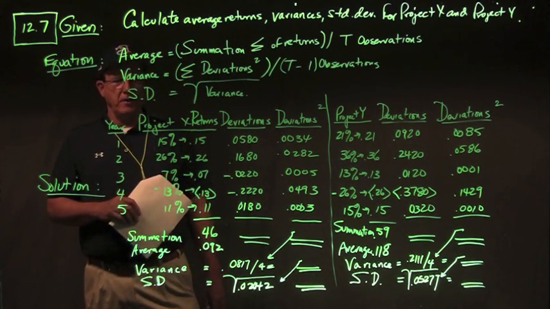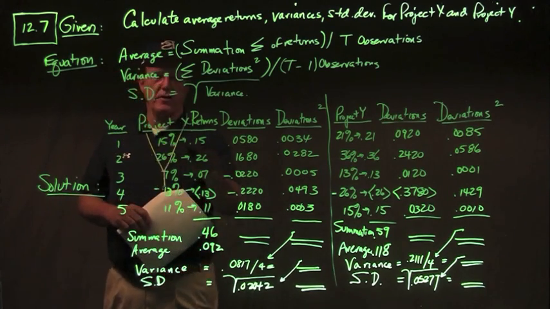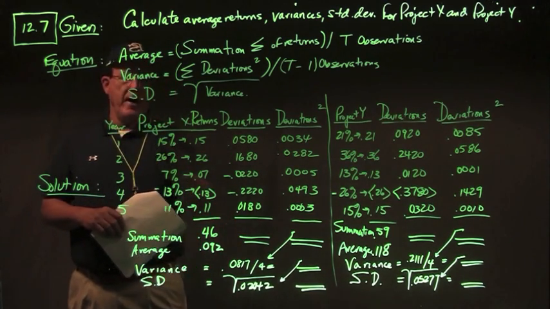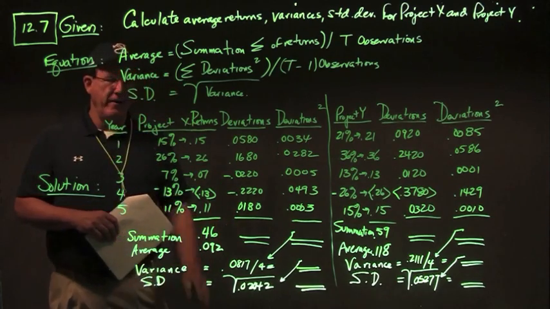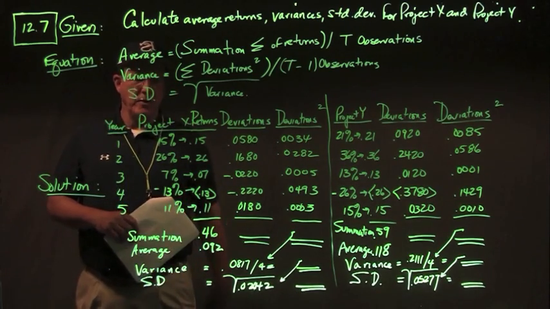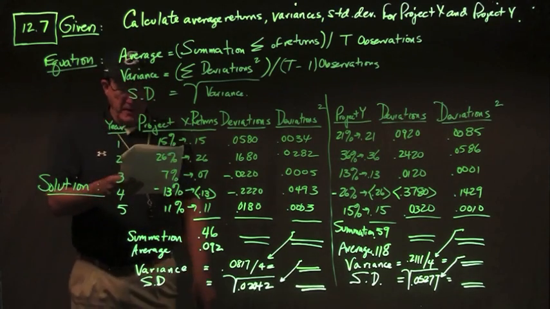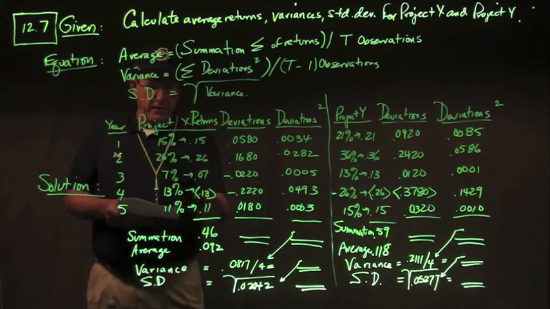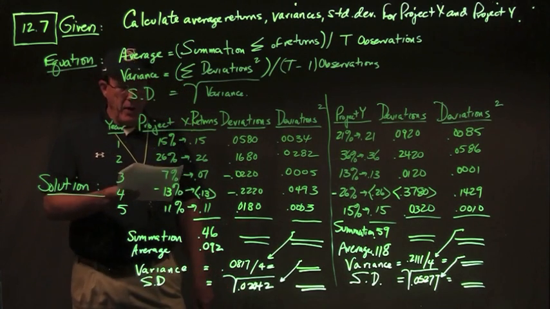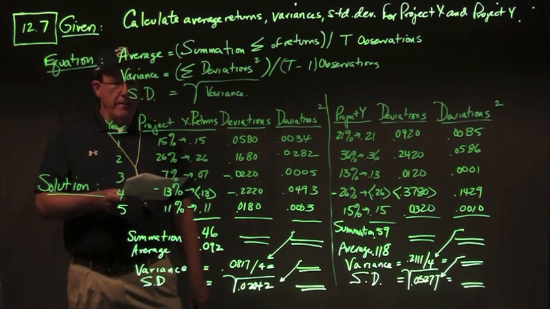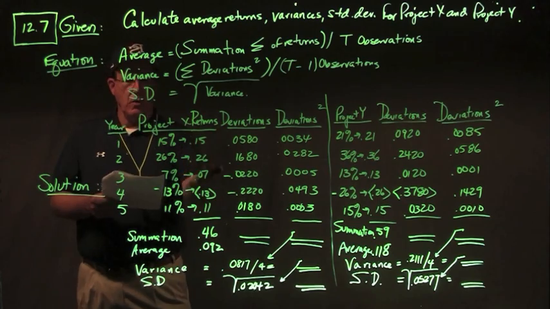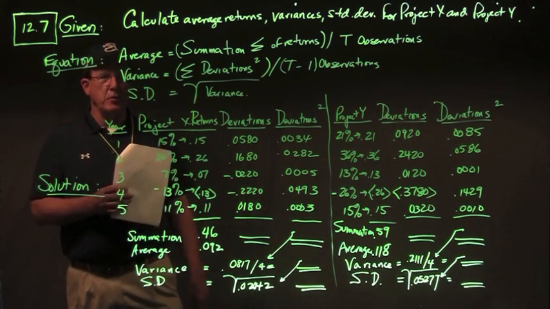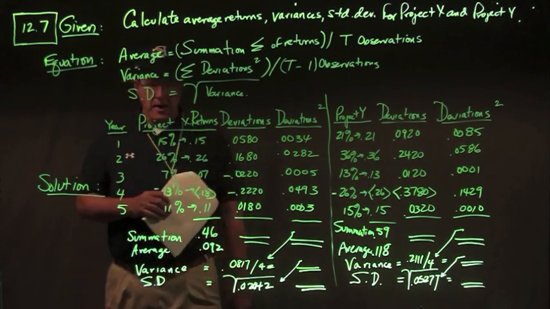Step 0, change all the percentages into decimals. So 15% becomes 0.15, 26% becomes 0.26, 7% becomes 0.07, minus 13% becomes minus 0.13, and 11% becomes 0.11. Step 0, convert all percentages to decimals before doing any mathematics.